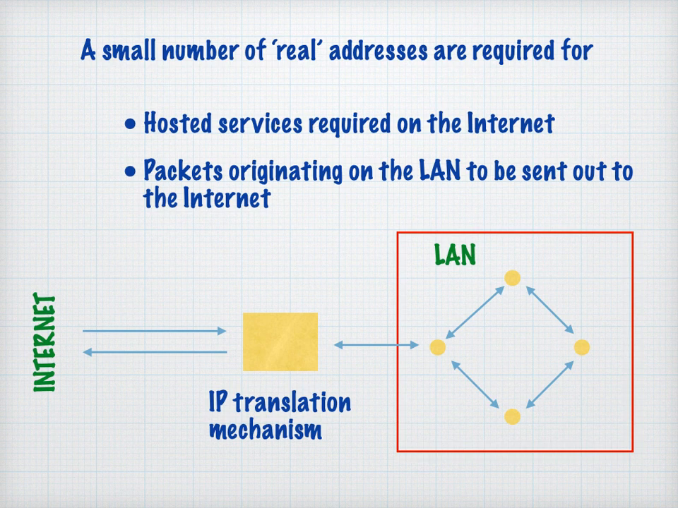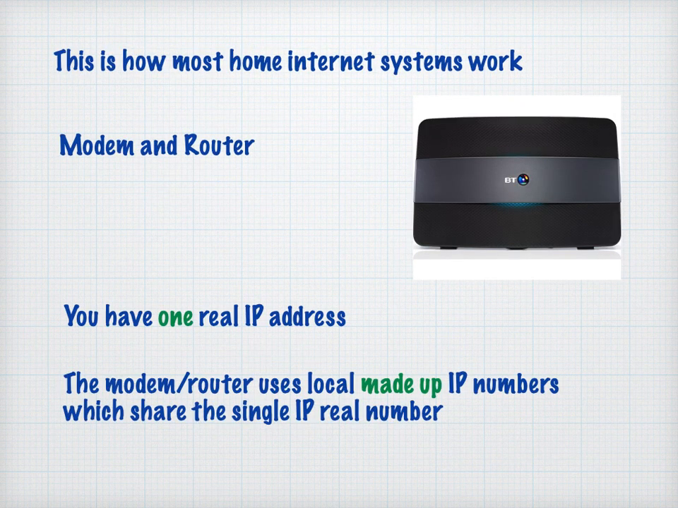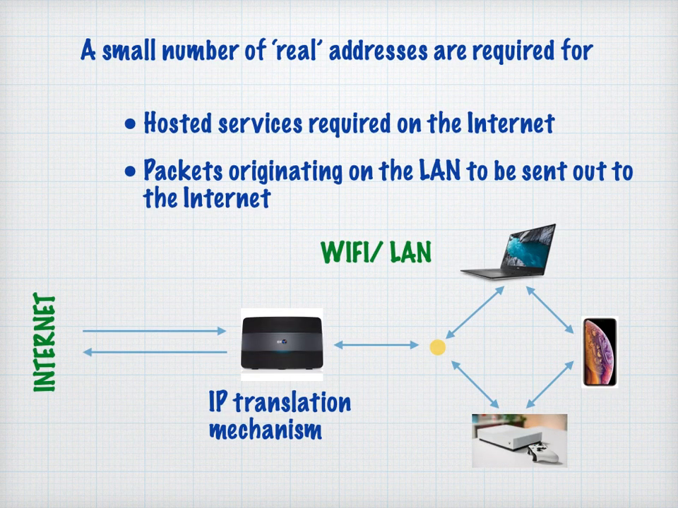And that's exactly the setup that you've probably got at home. You've probably got some kind of modem and router. You'll have one real IP number. And what the modem router is doing is using some of those made up IP numbers from, for example, that 192 category. And those are the numbers that are allocated to the devices on your home Wi-Fi, on your home network if you're using cables. So it would look something like that.